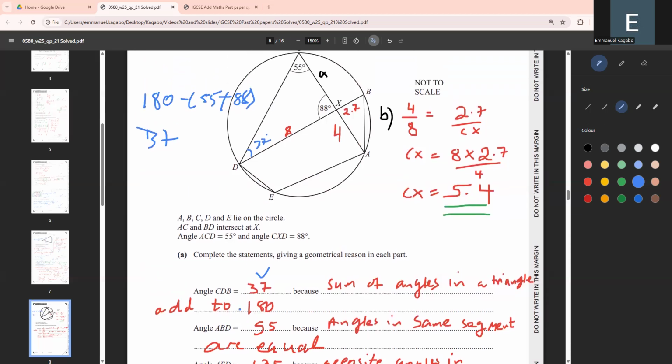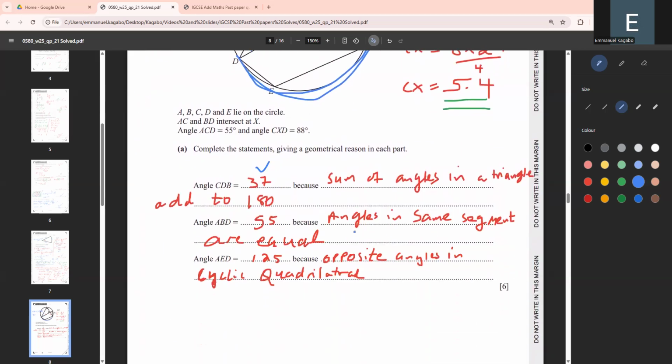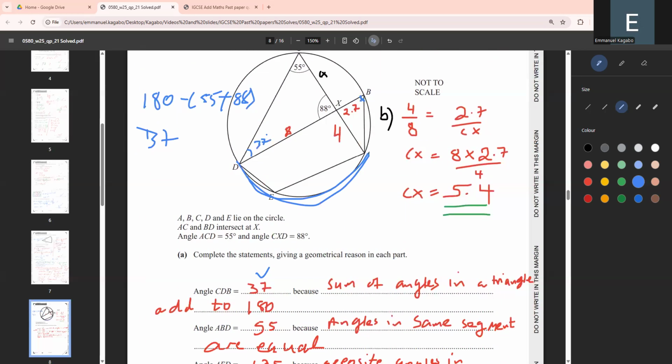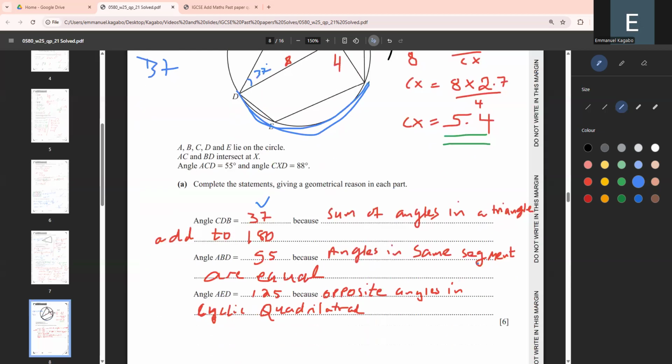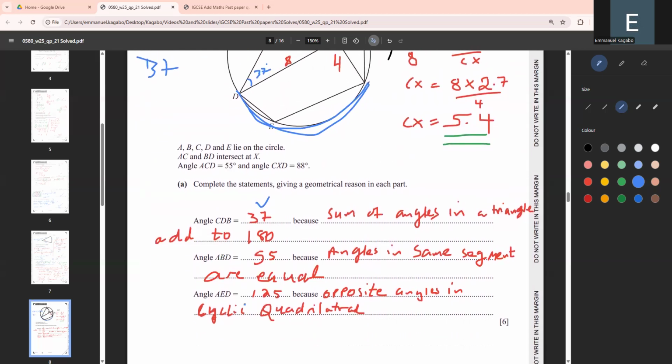Now they said find angle ABD. So this is the angle they're talking about here. You have to see this arc. This angle and this one are equal because they're subtended by the same segment. So it will be 55 there because it's equal to this. They are from the same segment. Angles in the same segment of an arc are always equal. Very good.